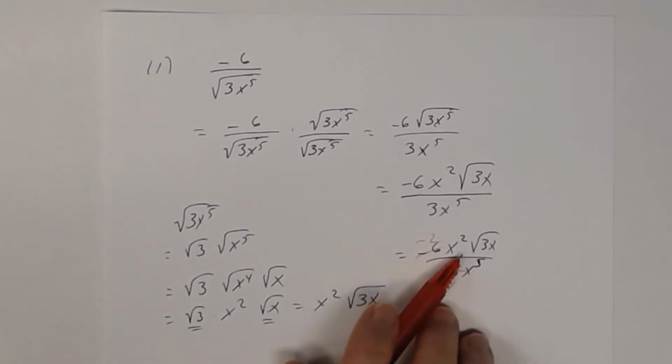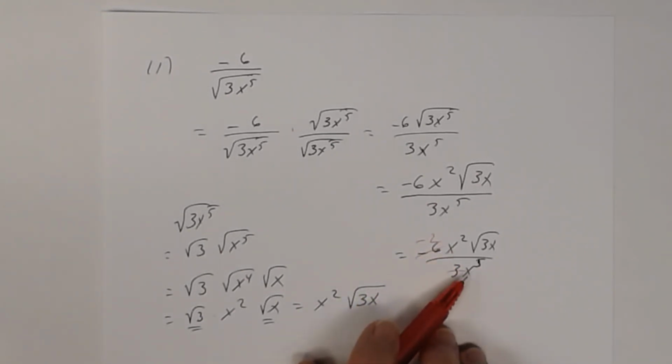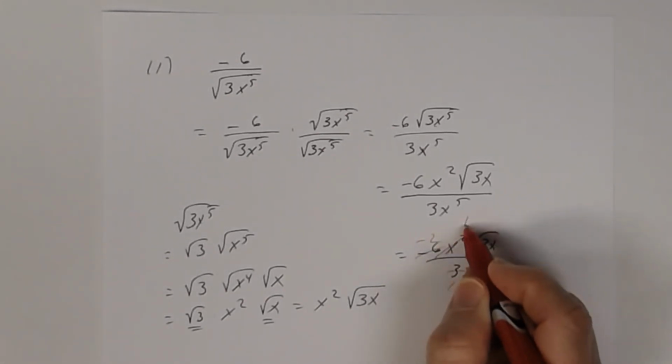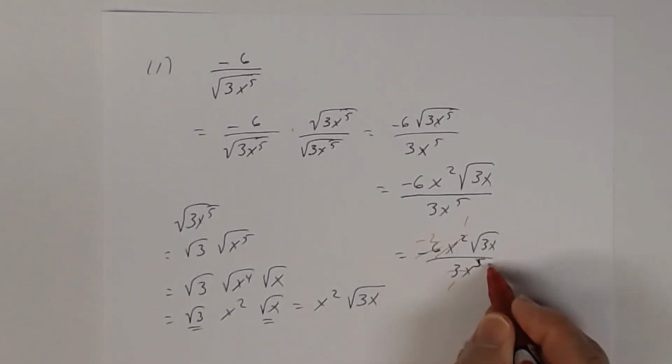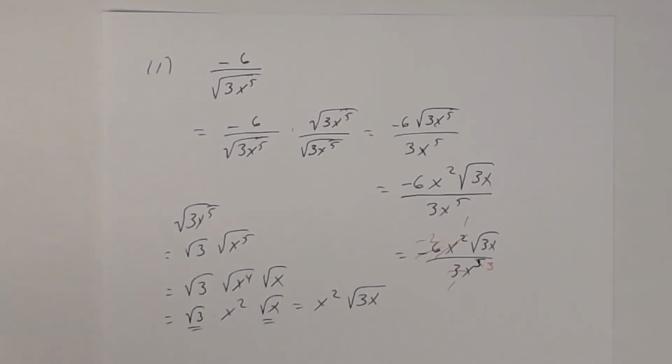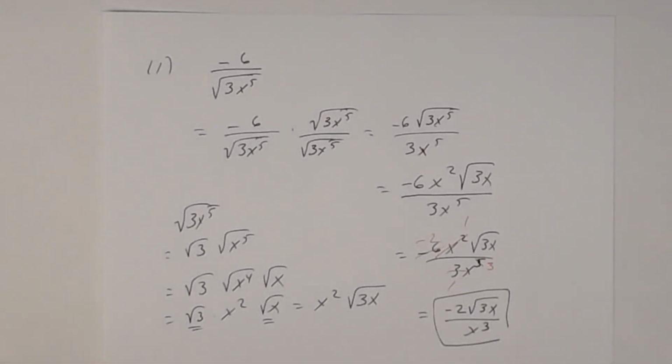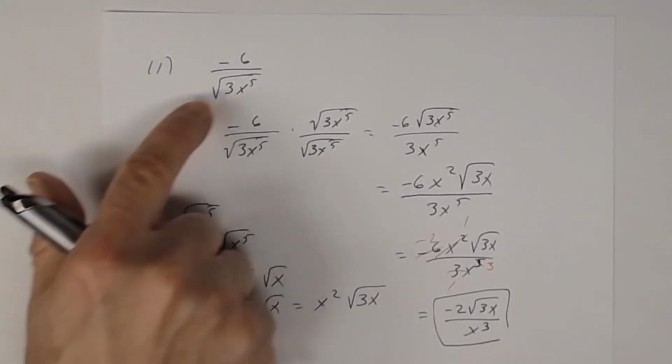And then you see you have two factors of x here in the numerator. You have 5 in the denominator, so I can reduce those. All of these will divide out, and you're left with x cubed down here. Now be careful, there's a lot of markings here. So you get negative 2 square root of 3x divided by x cubed. And there's your answer.